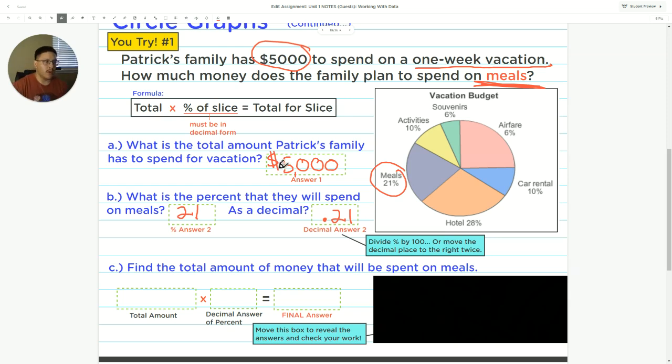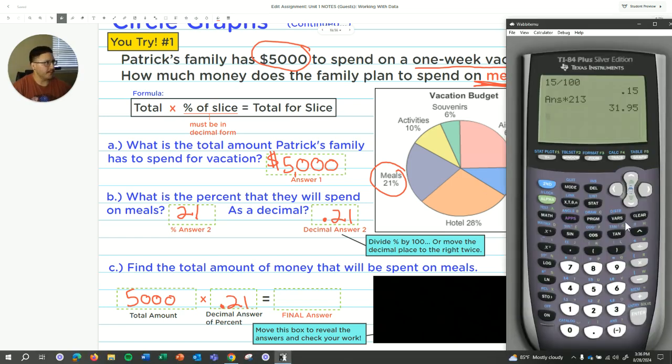Okay? Now, to find the amount of money that's going to be spent on meals, we're going to multiply these two. So we're going to take the total amount, which is 5,000, and multiply it with the decimal form of our percentage, 0.21, to get our final answer.